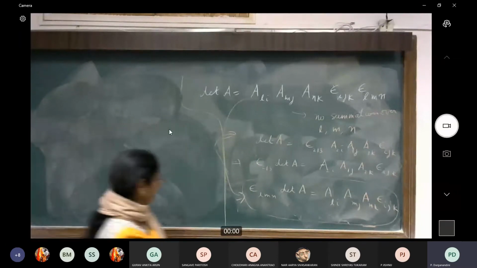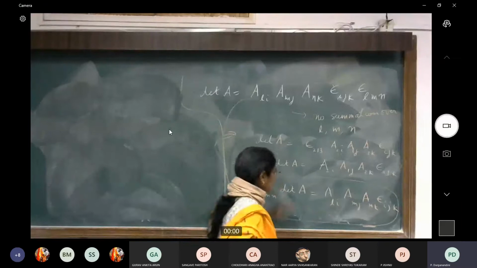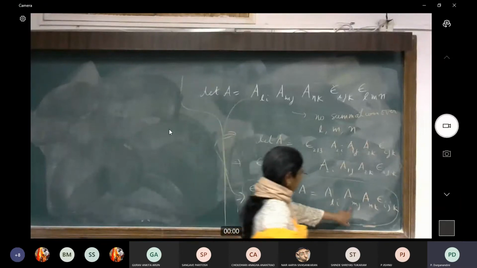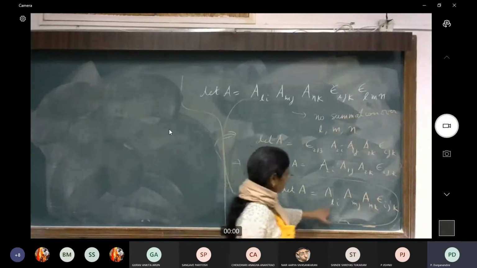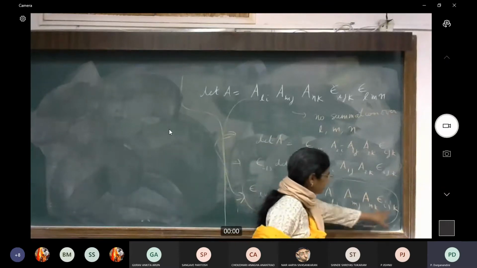Now let us consider, so I have this general identity here. So if I take L equal to 1, M equal to 2 and N equal to 3, then in that case I'll get plus here. So I'll simply get determinant A equal to A1i, A2j, A3k, epsilon ijk, so on.